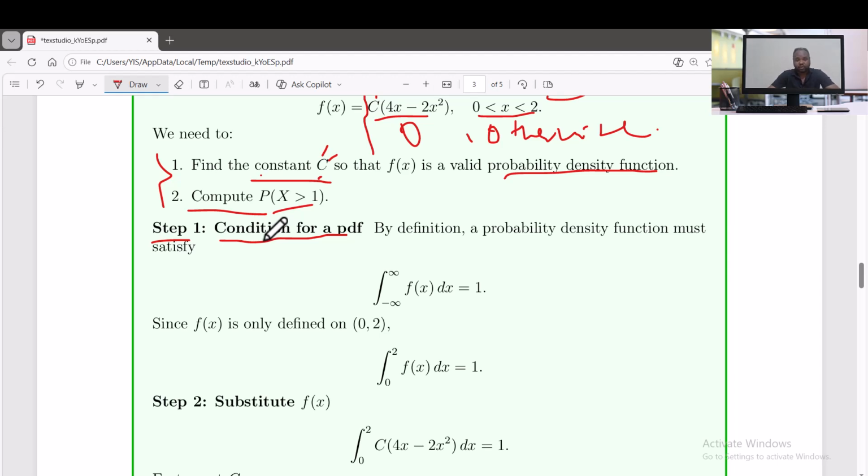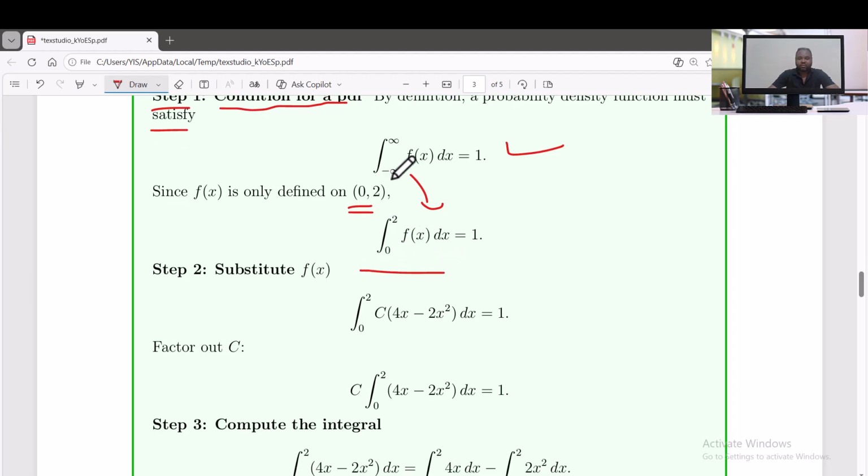But the first step to solve the first problem is to recall the condition for a PDF. By definition, a probability density function must satisfy this one. This is the second condition for a given function to be a PDF, right? Since f of x is only defined on this interval, we reduce this one to this, right? From negative infinity to positive infinity, we reduce to 0 to 2, because the function is 0 for the rest of the interval, right? So this term should evaluate to 1.